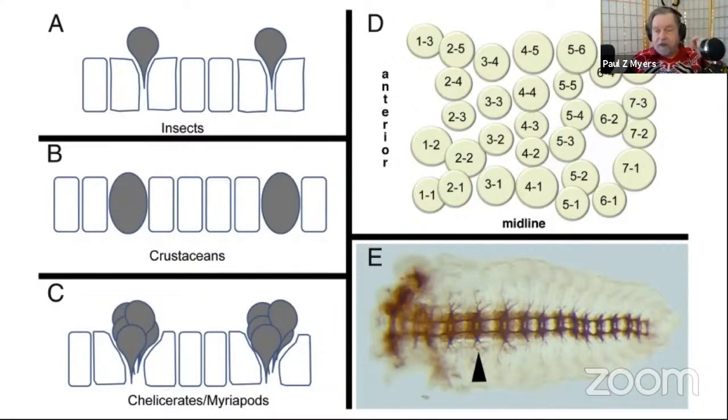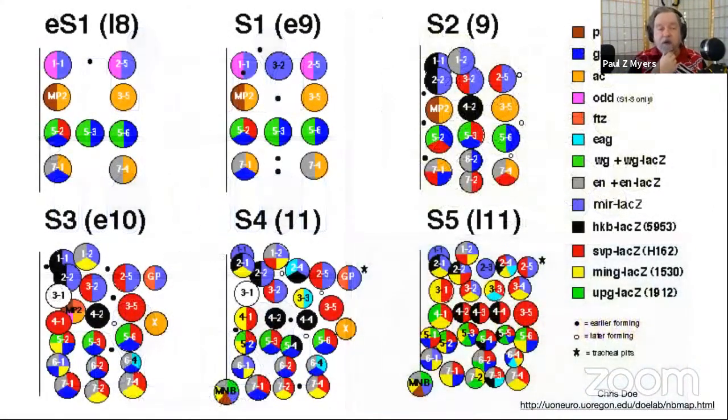And remember, these are going to divide to make those ganglion mother cells, and then they'll make neurons. So this is just the foundation of the organization of the nervous system. Now we can carry this detail even further. So this is some work by Chris Doe.